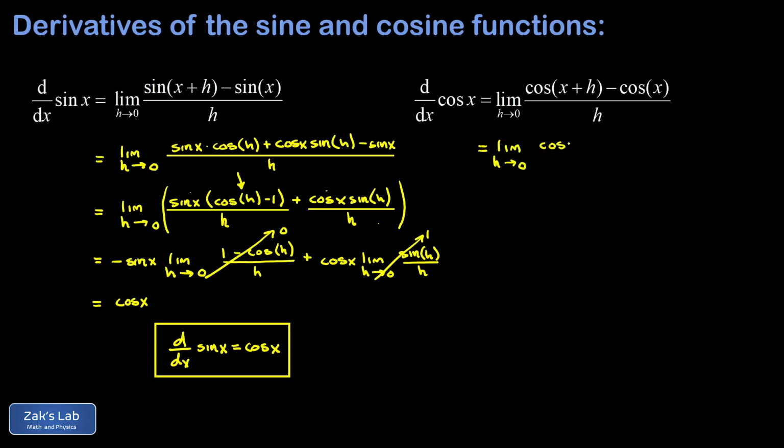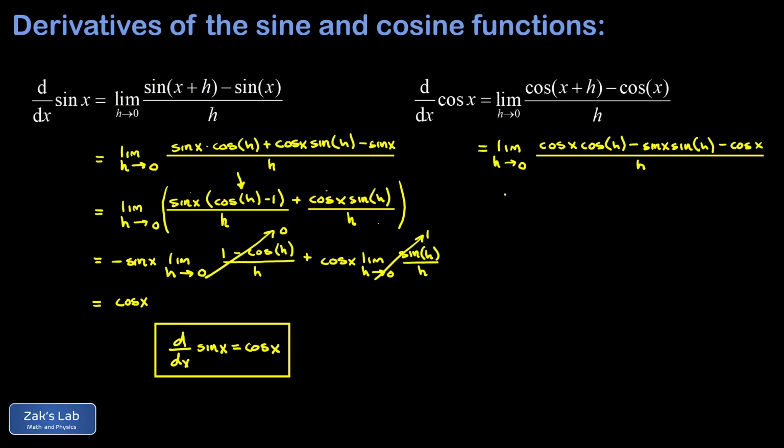So the way that works is we take the cosine of the first, cosine of the second. So cosine x times cosine h minus sine of the first, sine of the second. So sine x times sine h. And then this negative cosine x is a spectator. And that whole thing is divided by h.